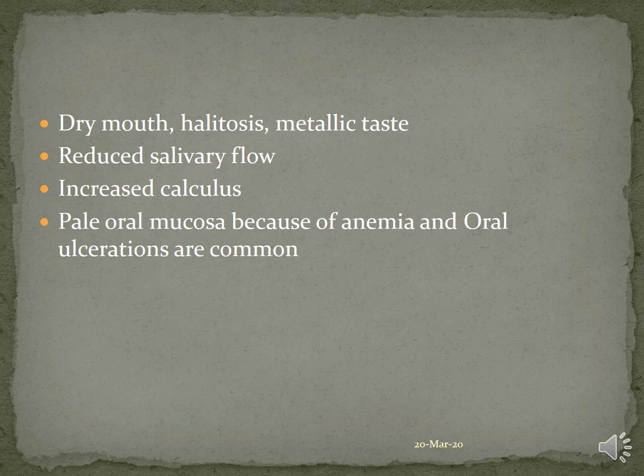In addition to that, the patient may have dry mouth, halitosis and metallic taste, and there is a reduced salivary flow. There is increased preponderance of calculus. This is directly proportional, because salivary flow is reduced, your calculus deposition is more. And then the patient's oral mucosa is pale because of anemia, and then oral ulcerations are common. Patients with renal disorders can bruise very easily. So it affects the oral mucosa as well. Okay.